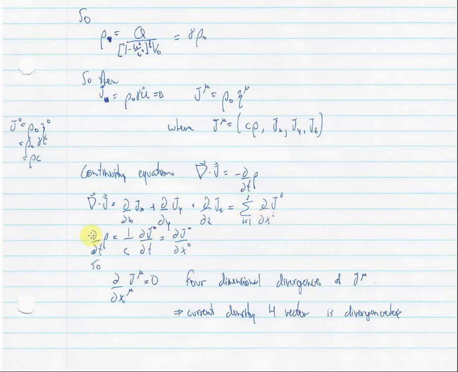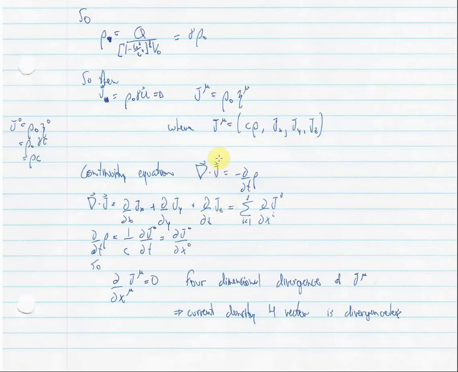And the 0th element of this contravariant vector will be the rate of change of the charge density, which is equal to 1 over c times the rate of change of this current with respect to time. And so that gives us dJ^0 by dx^0. If we put this all together, the derivative of this contravariant current with respect to the 4-vector position is equal to 0. This is the 4-dimensional divergence of J.